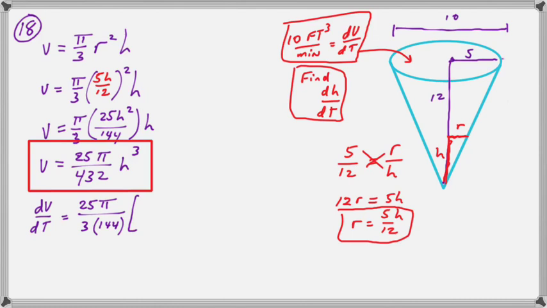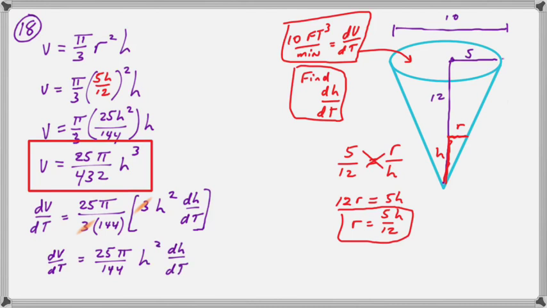Those are all constant factors. Power, base, one less power, derivative of the base. I wrote the 432 that way because I knew those 3's might eliminate each other. So I get dV/dt to equal 25 pi over 144 H squared dH/dt. At this point, I'm going to plug in any of my instantaneous values. I'm trying to find dH/dt, so I leave that in the equation.